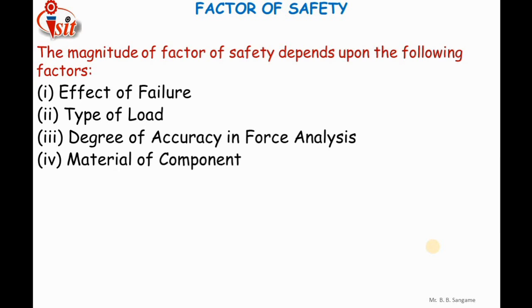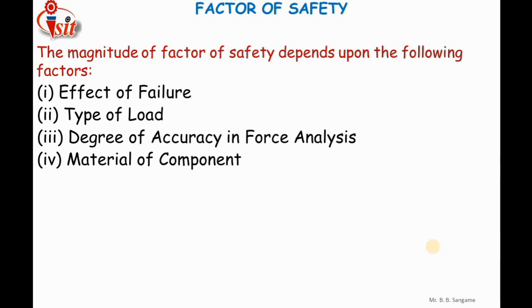Fourth is the material of the component. When the component is made of a homogeneous ductile material like steel, yield strength is the criterion of failure. The factor of safety is usually small in such cases. On the other hand, a cast iron component has a non-homogeneous structure. We know that in cast iron, because of the solidification rate, there might be a variable structure in the same component.